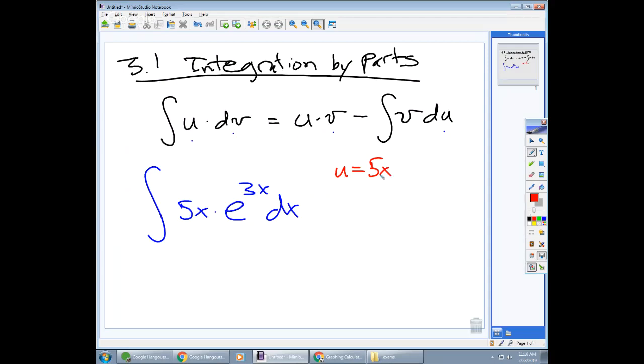And I would let dv equal what then? e to the 3x dx. Yeah, the dx has to go with it. So e to the 3x dx. So that gives me the left side of the formula. To get the right side of the formula, I have to go from a u to a du, which means I have to differentiate. So I'm going to take the derivative. The derivative of u is just du in the differential notation. The derivative of 5x is 5 dx. Yeah, we need that dx.